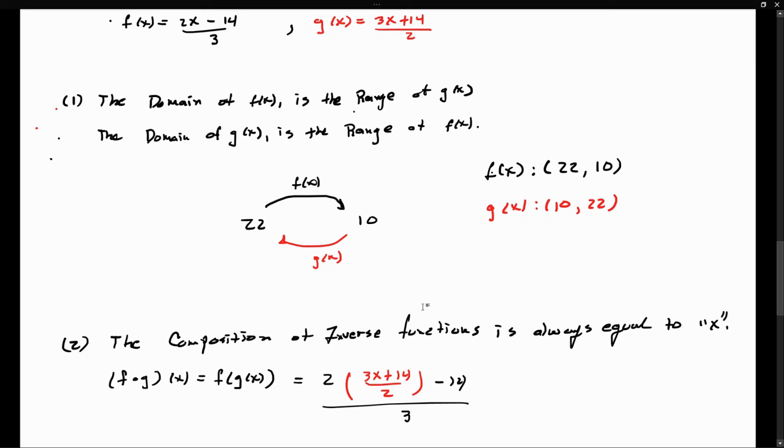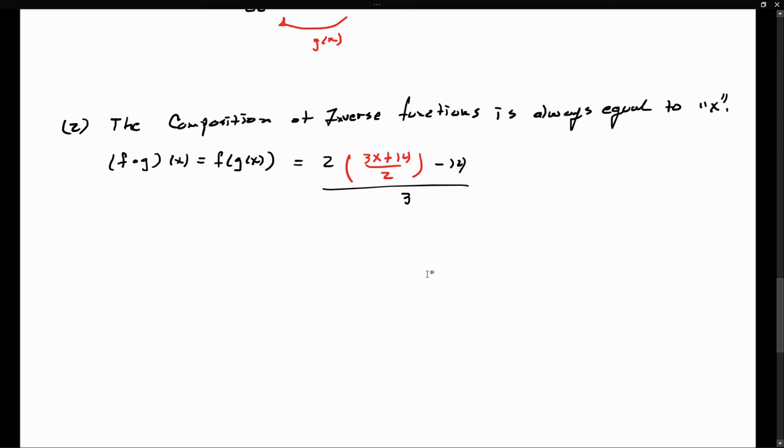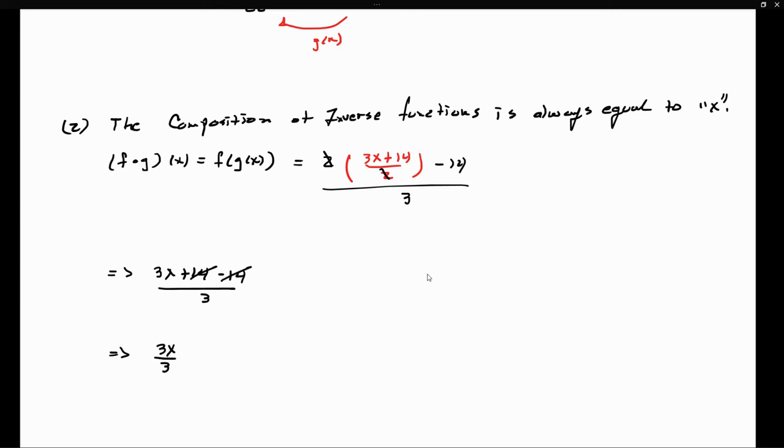And let's just try to simplify this. The first thing that you notice is that the 2's will cancel out, so that's good. So let's just continue our result here. Now we're going to get 3x plus 14 minus 14 all over 3. Oh, it's actually simple. Now notice that the 14's will cancel out. So now I get 3x over 3, which notice that the 3's will cancel out, and now x is remaining. And you will always have this result if two functions are defined to be inverse of each other. The composition will always be equivalent to x.